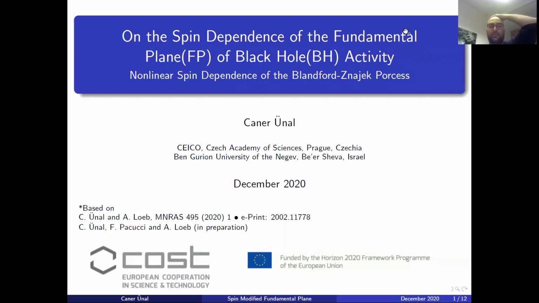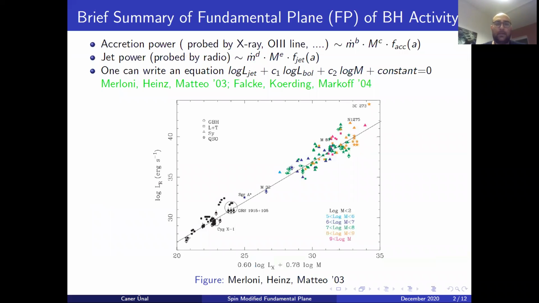Hello everyone, this is Unal, and I'll talk about the effects of the black hole spin on the fundamental plane of black hole activity. So the fundamental plane is a correlation basically between the accretion power or luminosity and the jet power, which is sometimes called jet disk symbiosis.